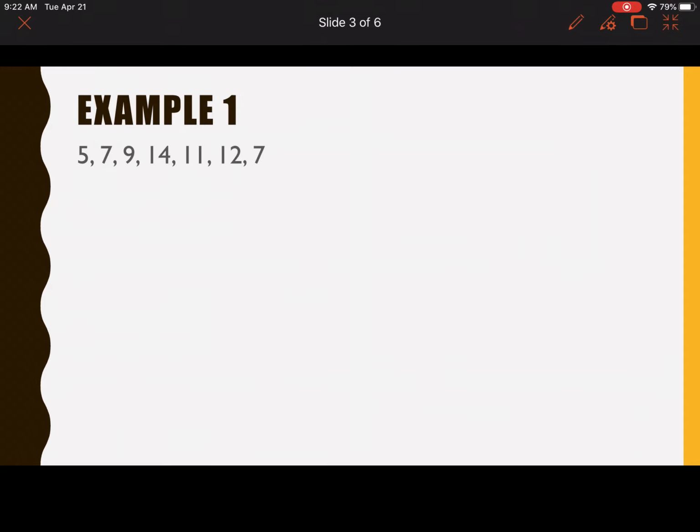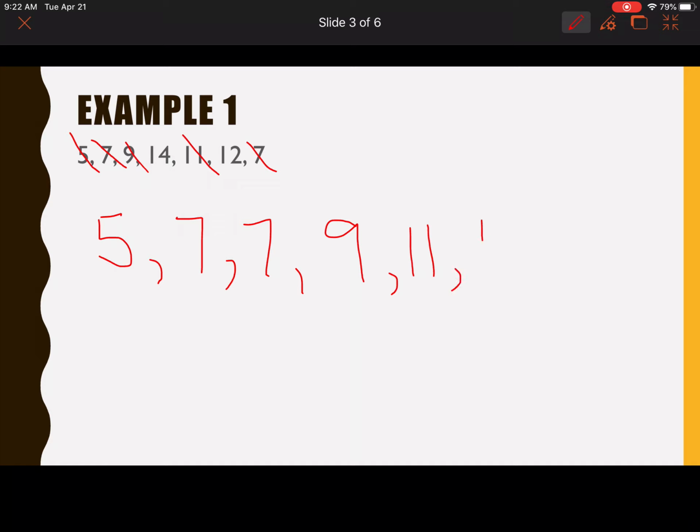Example 1, we have 5, 7, 9, 14, 11, 12, and 7. The first thing that we always have to do is order our numbers from least to greatest. So I'm going to look at my list, find the smallest one. That's going to be 5. I'm going to cross it off because I already used it. My next number will be 7, and then I also have another 7. And then 9, 11, 12, and then 14.